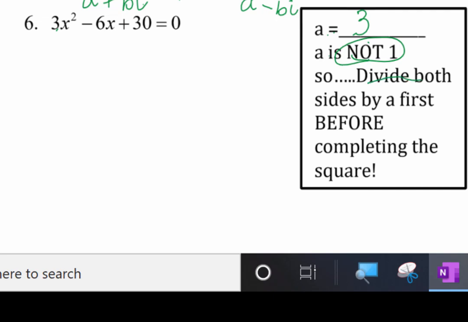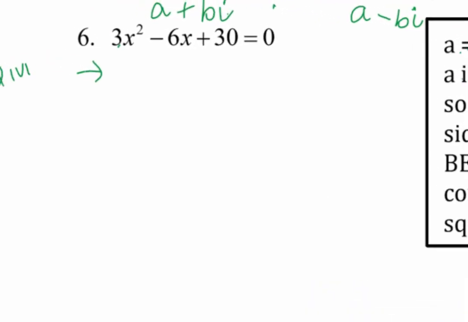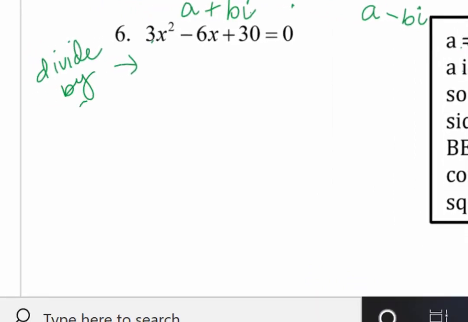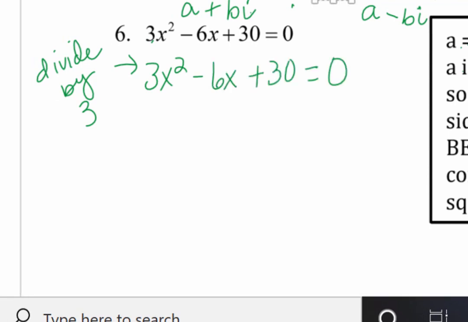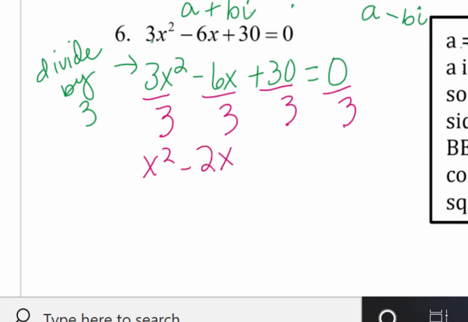Uh-oh, this is our first one where A is not 1. So it says divide both sides by A first before completing the square. So we're going to divide everything by this 3. Let me rewrite. I'm going to divide by 3, divide by 3, divide by 3, divide by 3. Everything gets divided by 3. And then reduce. And so now we have x squared minus 2x plus 10 equals 0. So not so bad now. These are like the ones we've been doing.